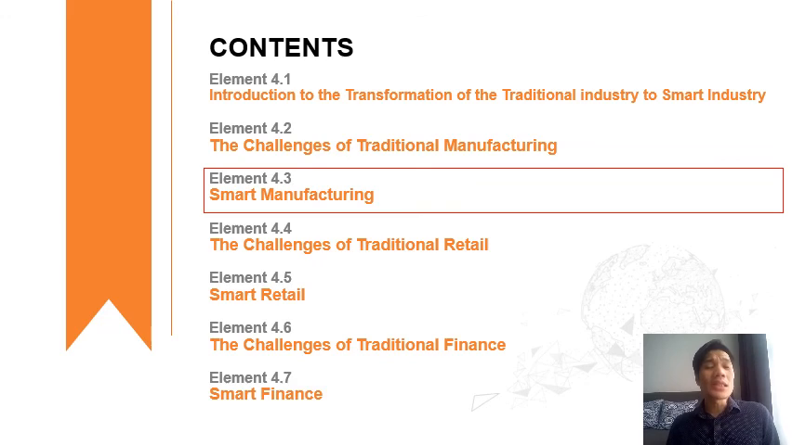So by understanding these problems, the next video we're going to look at is, what are the smart manufacturing initiatives that China has put in place that we as the world can learn from?